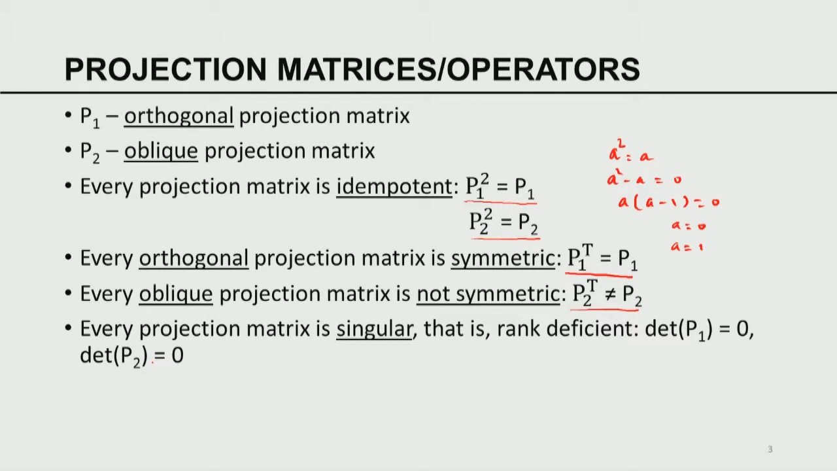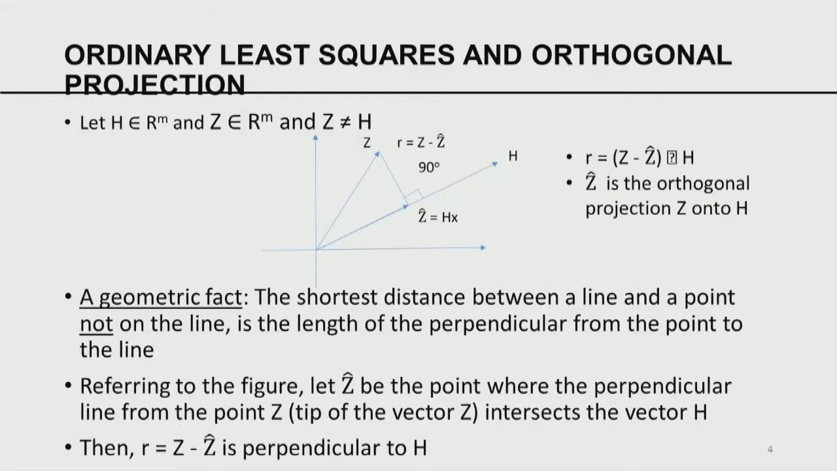So in this slide we are summarizing the general properties of projection matrices. Projections are of two types, orthogonal and oblique. Every projection matrix must be idempotent. In addition, if the projection matrix is symmetric, it is an orthogonal projection. If it is not symmetric, it corresponds to oblique projection.